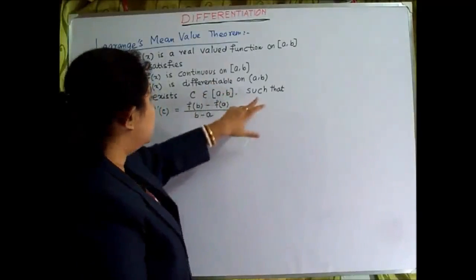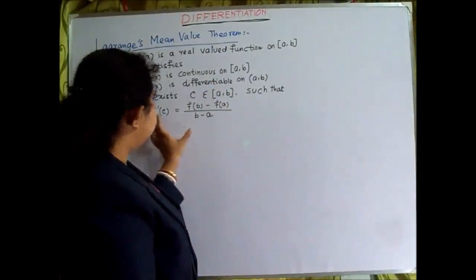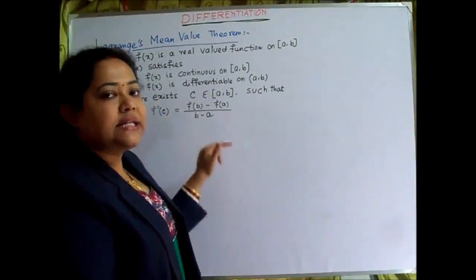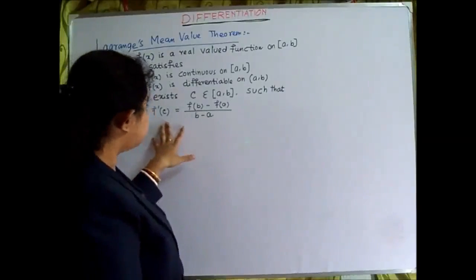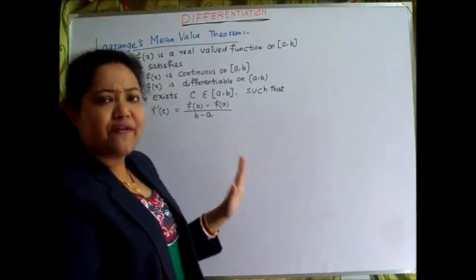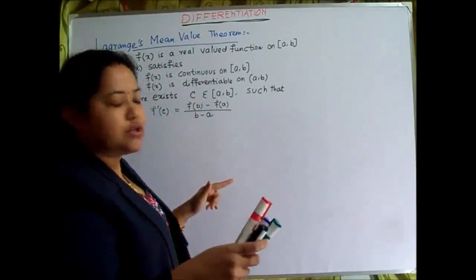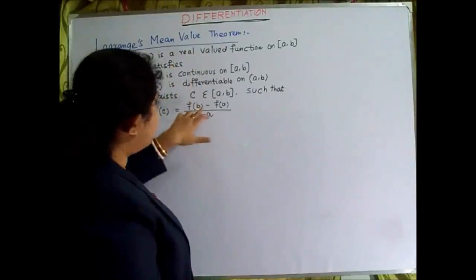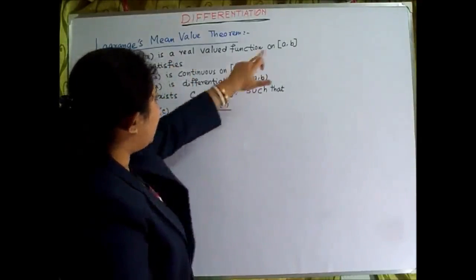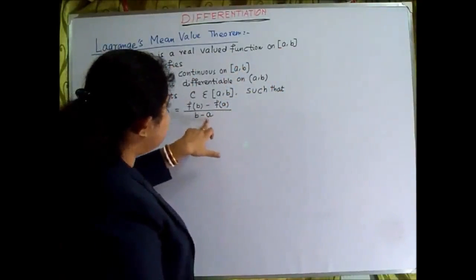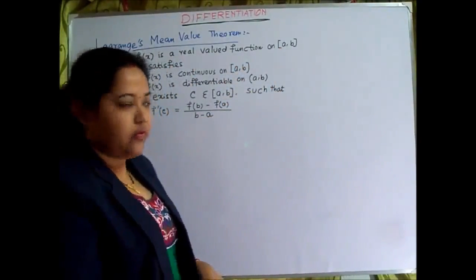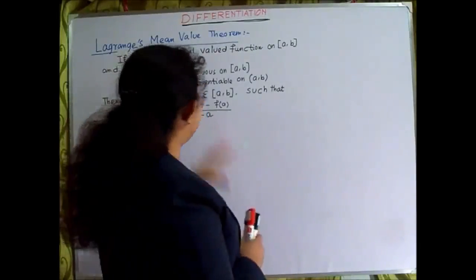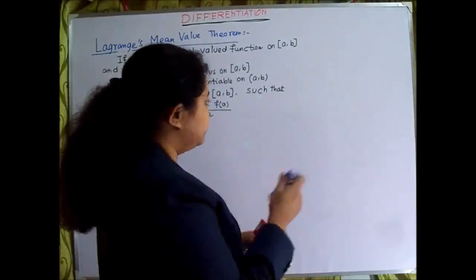such that this formula holds: f prime of c, meaning d/dx of f(x) at the point x equals c, is equal to the function value at point b minus the function value at point a, divided by simply b minus a, right? Now let us take the geometrical interpretation of this Lagrange's mean value theorem.